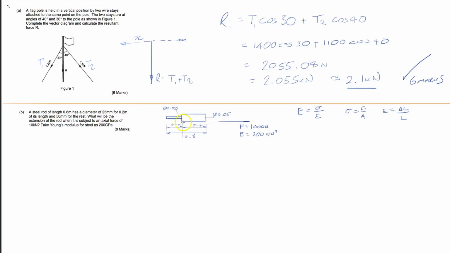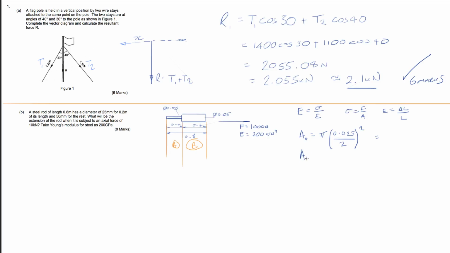What will be the extension of the rod overall? So we're going to split this into two different cases. So we'll call this section here case A, and this section here case B. So then we'll go for case A. Tell you what we'll do actually, we'll calculate the areas first. So the area of section A is going to be equal to pi r squared. So r is 0.025 over 2, squared.